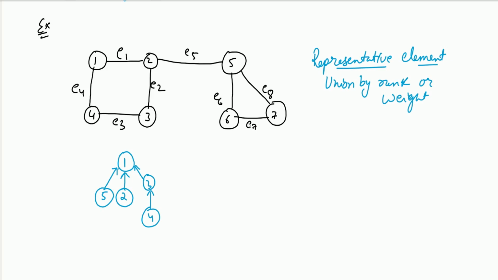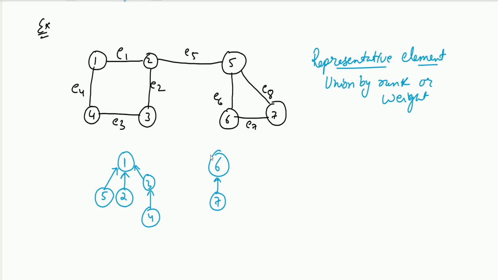Next, let's suppose we try to add E7. So this will become 6 and 6's parent will become 7. Now we try to add E8. When we try to add E8, E8 is between 5 and 7. So 5's parent is 1, 1 is the representative element of this set.